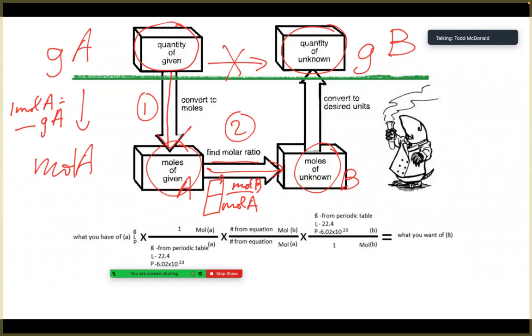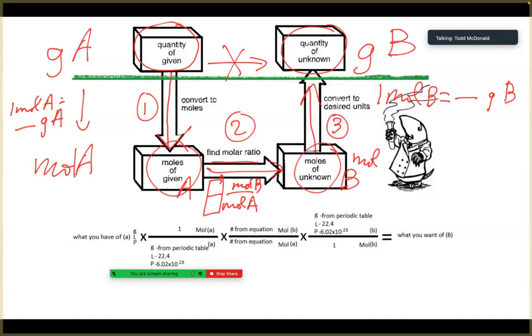Once we get to moles of B, then our third step would be to convert from moles of B back to grams of B. And again, how do we do that? Well, we would have to determine 1 mole of B is a certain number of grams of B, and we would use that as a conversion factor.